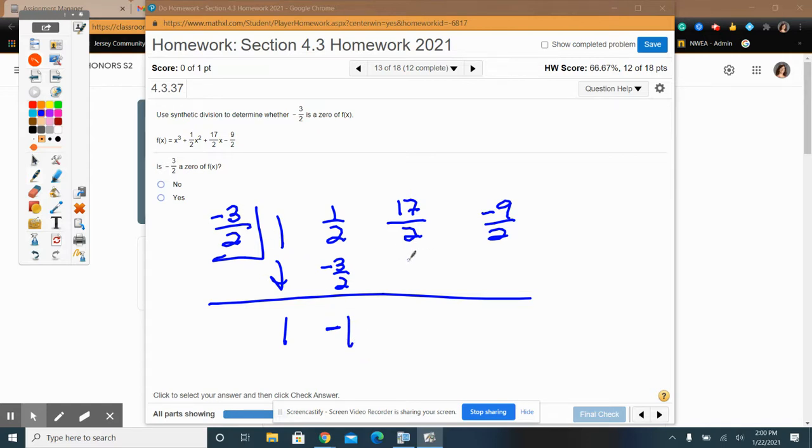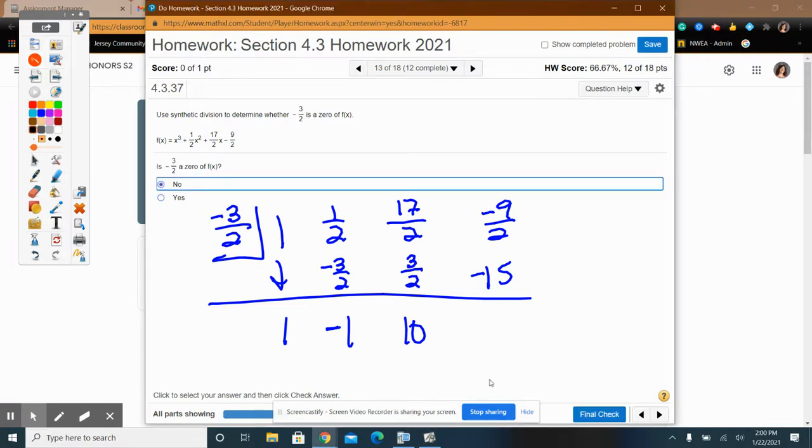-1 times -3/2 is +3/2. You add it, the denominators are the same. It's 20/2, which is 10. 10 times -3/2, you might use your calculator there. 10 times -3/2 is -15. Add it. You don't even need to add it because when you take -15, you can see that it's not going to give us 0 with a -9/2. So it is not a 0.